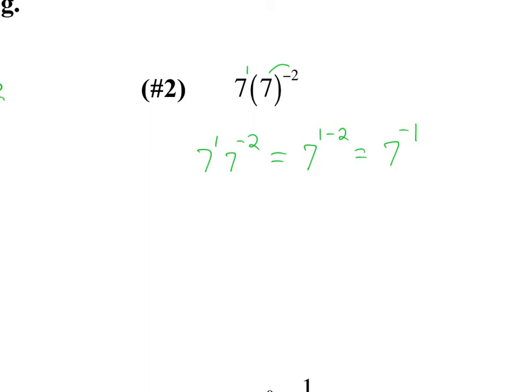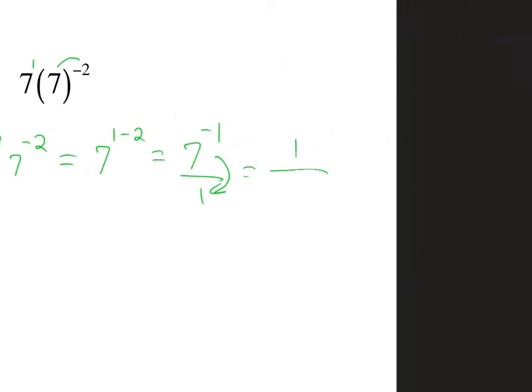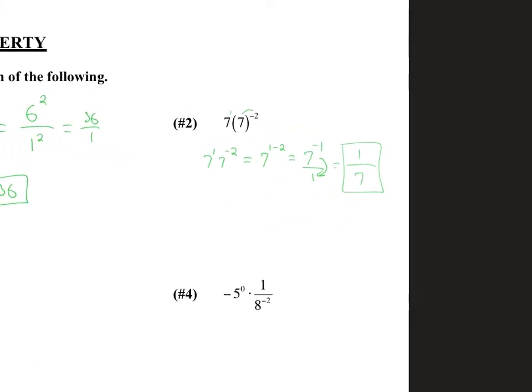Now we have a negative exponent. Next step is to check if we have any negative exponents, which we do. So we're going to put this over 1 and move it to the denominator. So we're going to have 1 over 7 to the first power, or just 1 over 7.